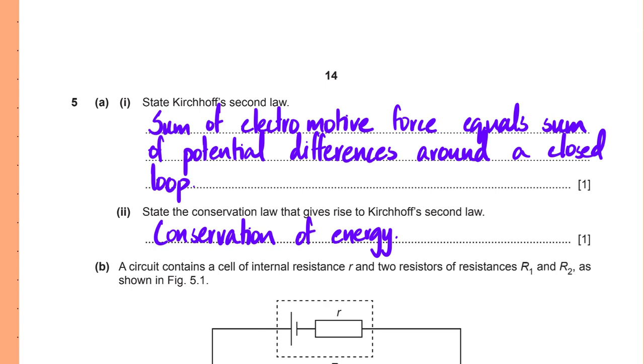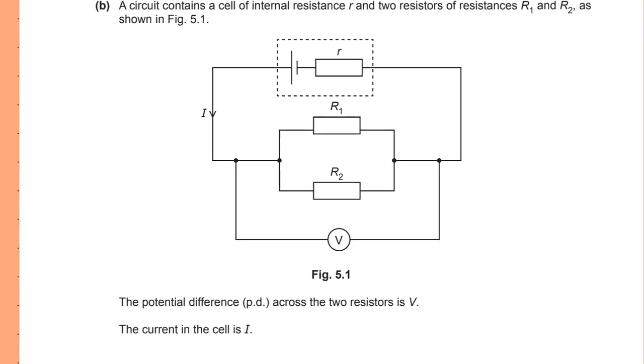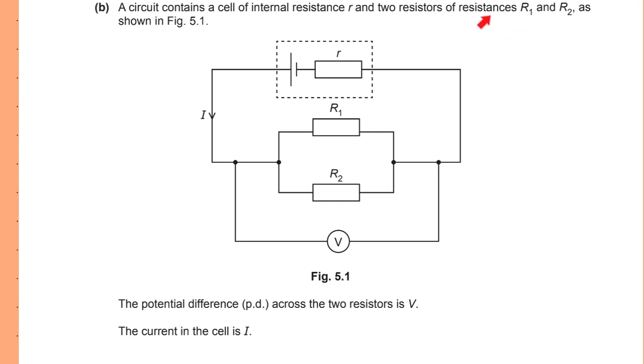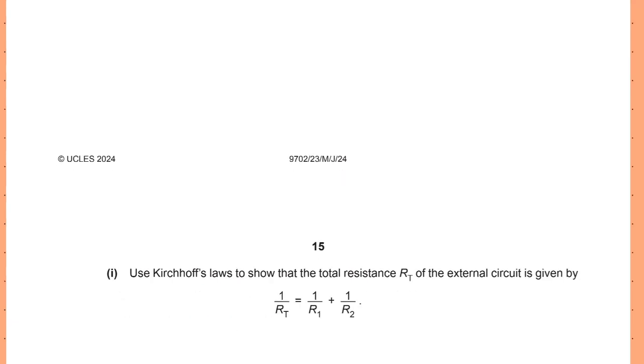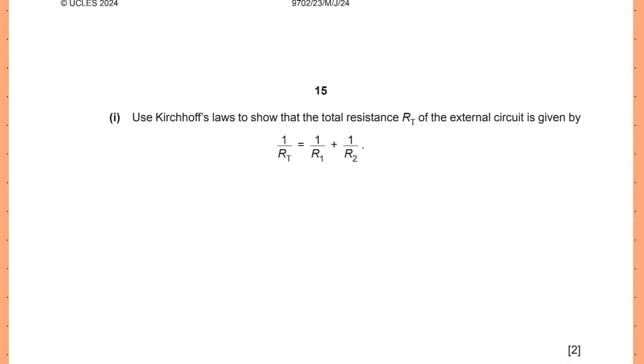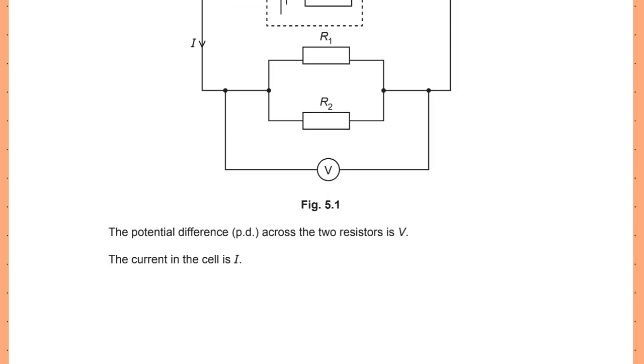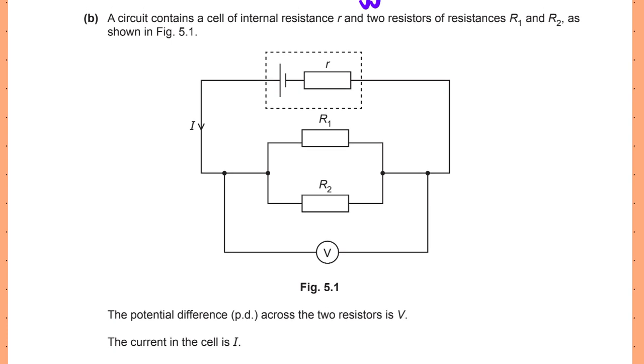A circuit contains a cell of resistance R and two resistors of resistances R1 and R2 as shown in 5.1. Potential difference across the two resistors is V, current in the cell is I. And you have to use Kirchhoff's laws to show that the total resistance is given by this expression, so basically the expression for resistances in parallel. So the first thing I would say is that in this junction, if the current I is flowing, this would split up, and let's say this is I1, this is I2, according to the names of the resistors.